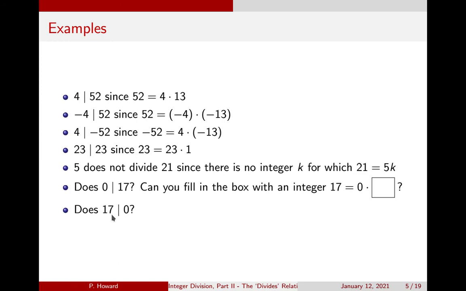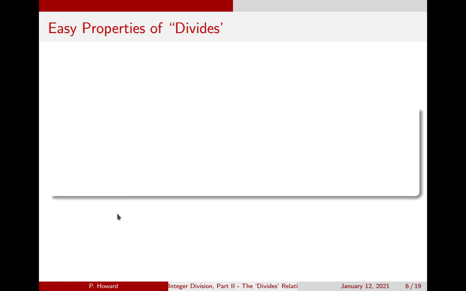Does 17 divide 0? Here we would have to fill in the box in the equation 0 equals 17 times empty box. Is there an integer that can be put in this box to make the equation true? Yes, 0. So 0 does not divide 17, but 17 divides 0.